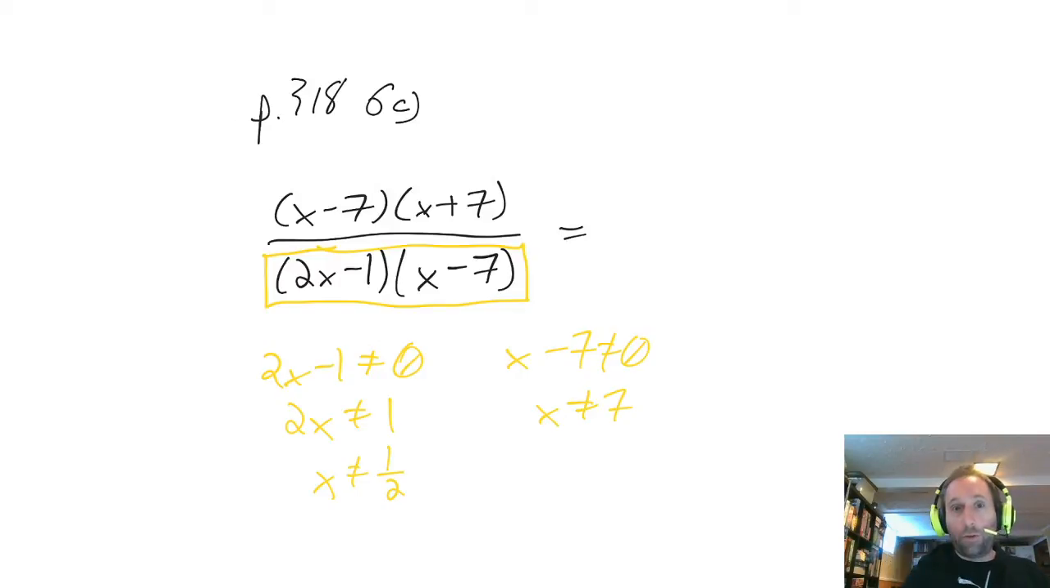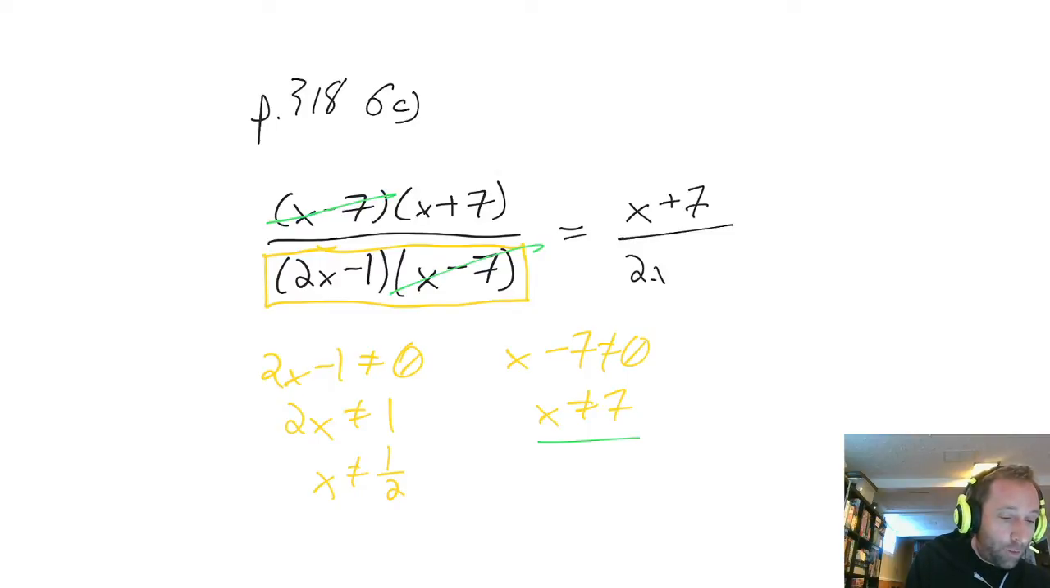Now we're going to reduce any factors in the numerator and denominator. So x minus 7 divided by x minus 7 is equal to 1, provided that x is not equal to 7. So what do I have left over? In the numerator, I have x plus 7. In the denominator, I have 2x minus 1. So my answer is x plus 7 over 2x minus 1, provided that x is not equal to 1/2 or 7.